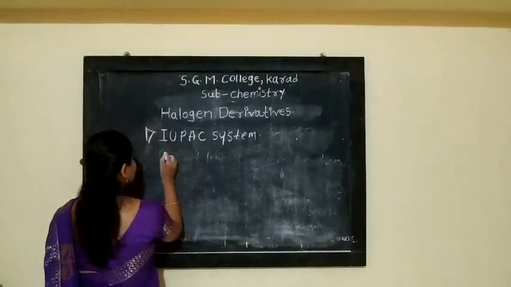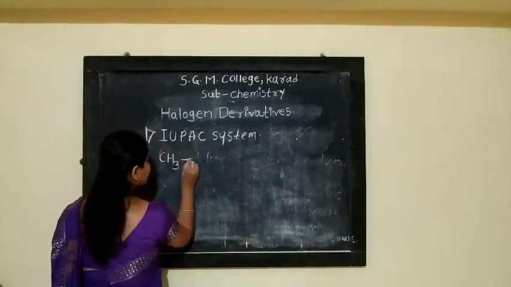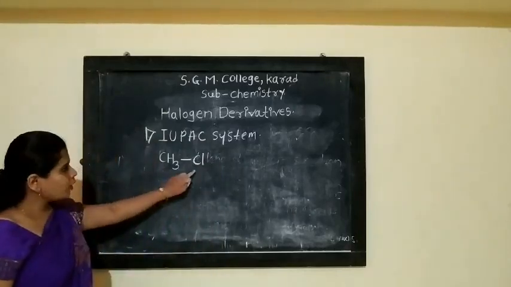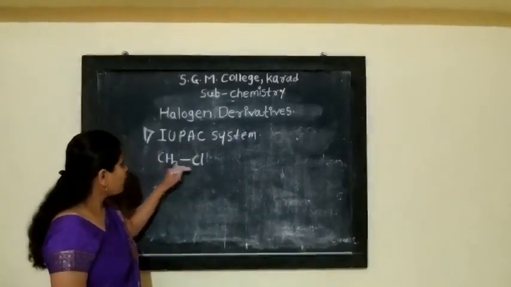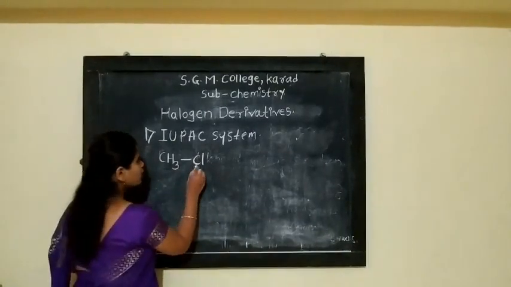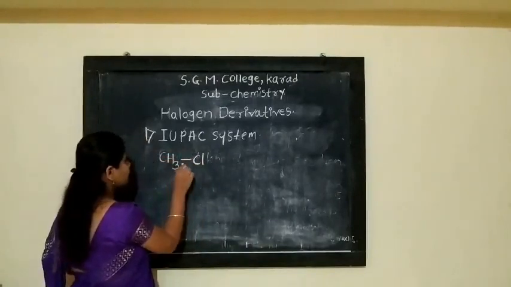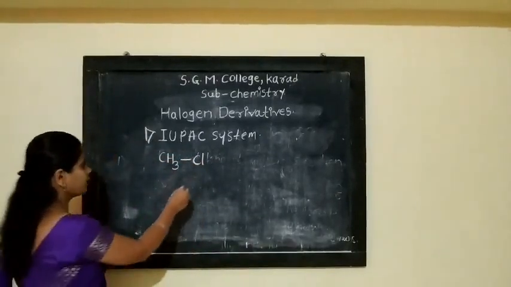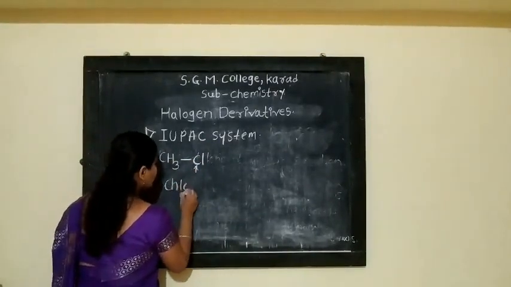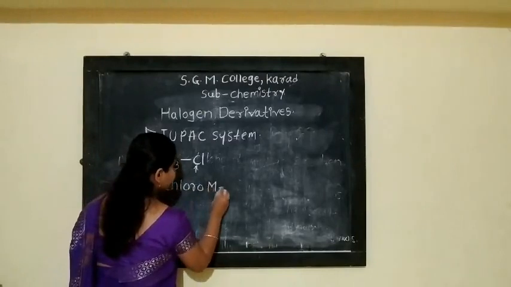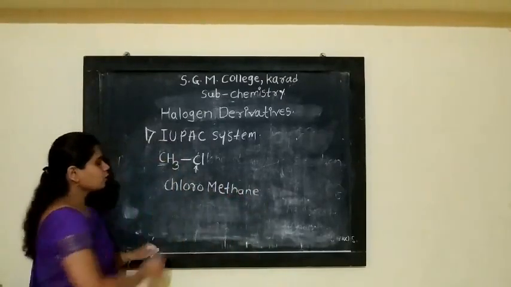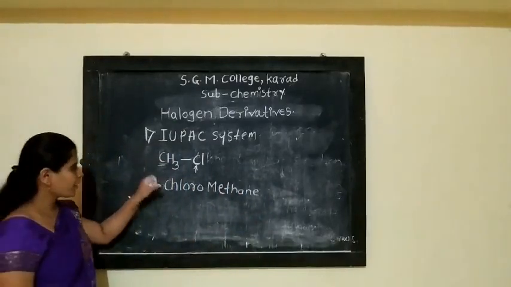First example is CH3Cl. In the IUPAC name system, the monohalogen derivatives of halogen derivatives are named as haloalkanes. Haloalkanes means the halogen group is followed by the alkane group. Here the halogen is chlorine, so the name of this compound is chloromethane. Here only one carbon atom is present, so you don't have to select the longest continuous chain.